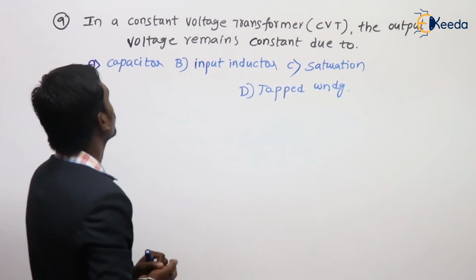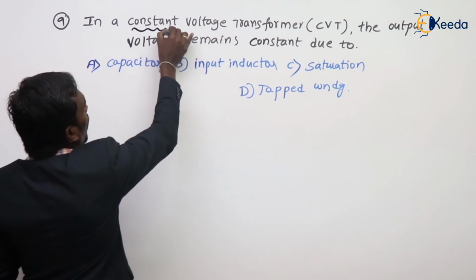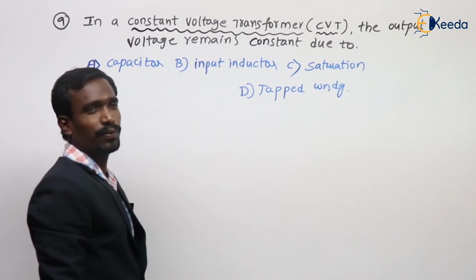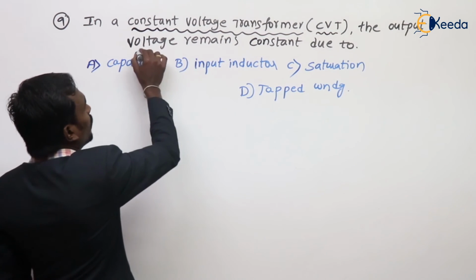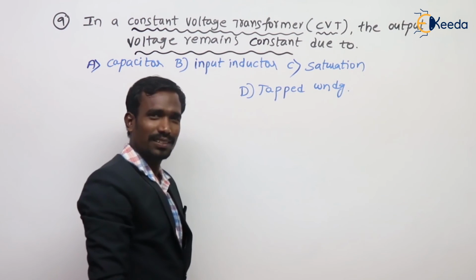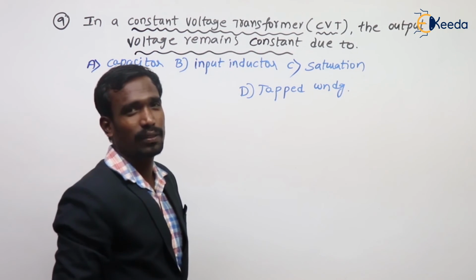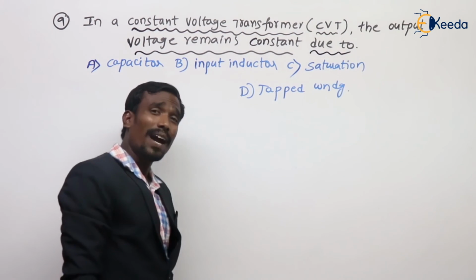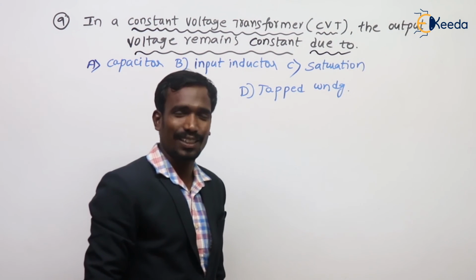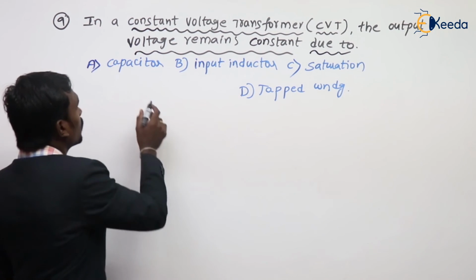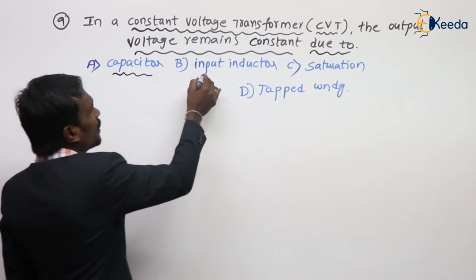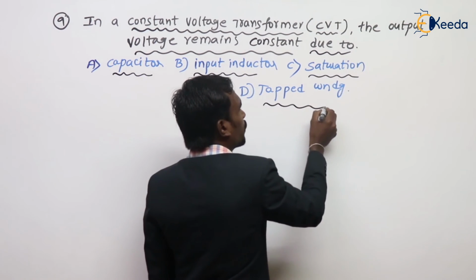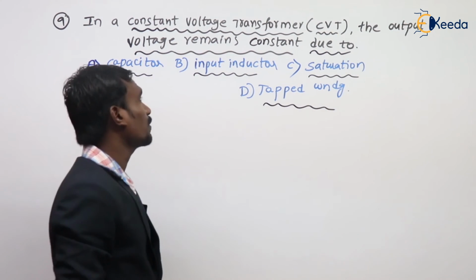See this question. In a constant voltage transformer, nothing but CVT, the output voltage remains constant. That's why it is called constant voltage transformer. Why is the output voltage constant? They are asking the question. Options: due to capacitor, due to input inductor, due to saturation, due to tapped winding. Which of the following is the correct answer?